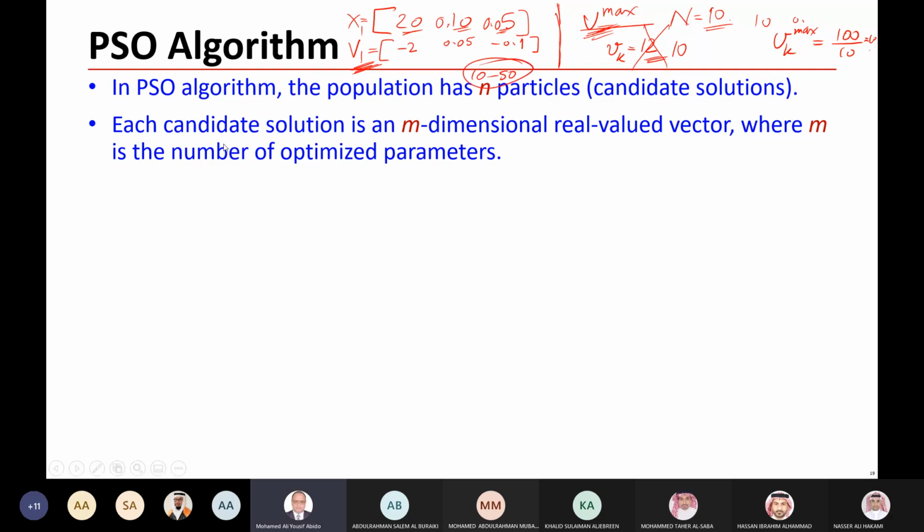You can have it, of course, with a compromise. If you have 10, then you have slow convergence. If you have 50, of course, you have fast convergence, but the iteration time will definitely be higher. You are now handling 50 solutions. Each candidate solution has an m-dimensional real-valued vector, the real optimized parameters.